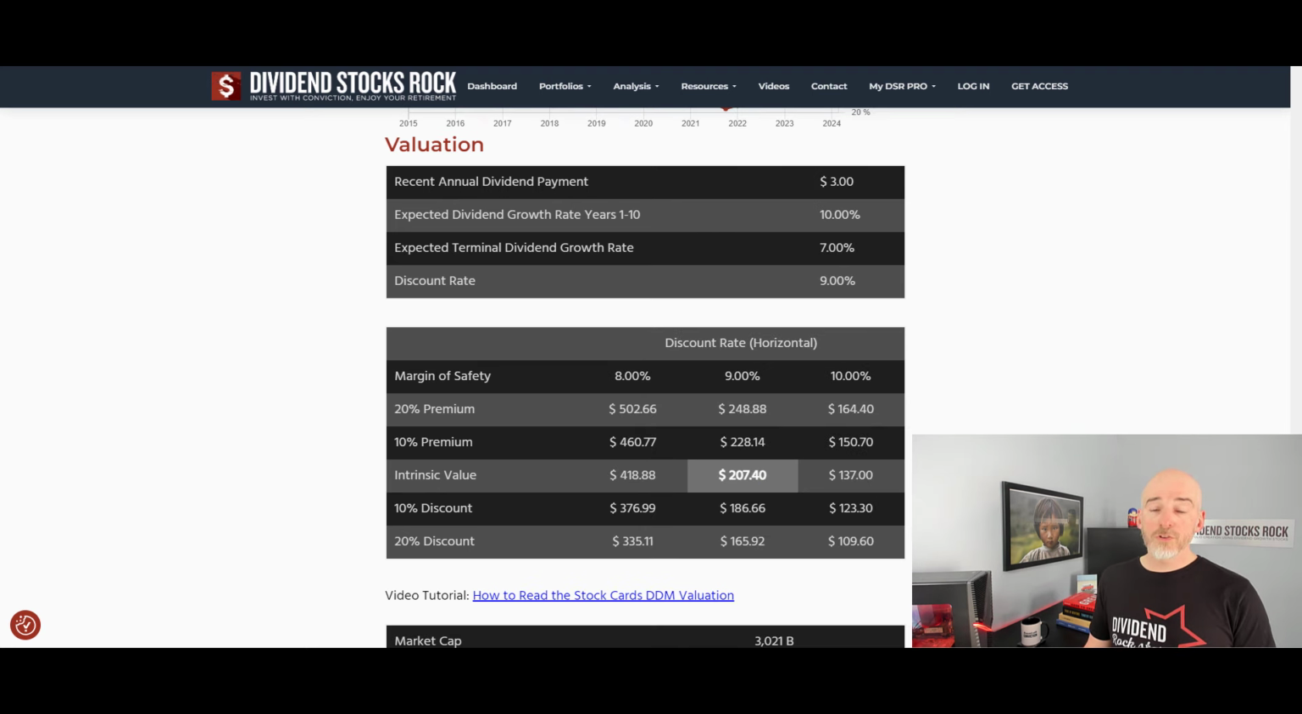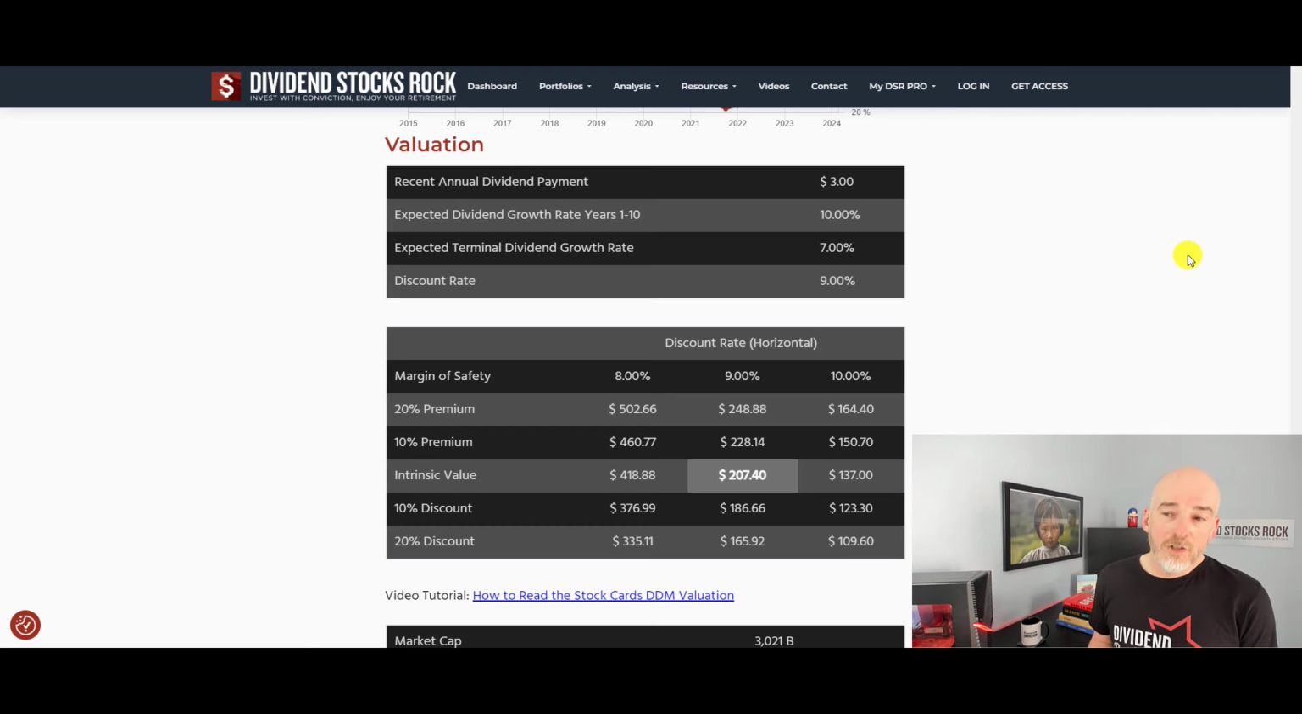Now we're going to move to the Microsoft valuation model. The reason why I wanted to show you Microsoft as well is because personally, I prefer to invest in low yield, high growth stocks in general. The low yield, high growth stocks will not work well in the DDM.